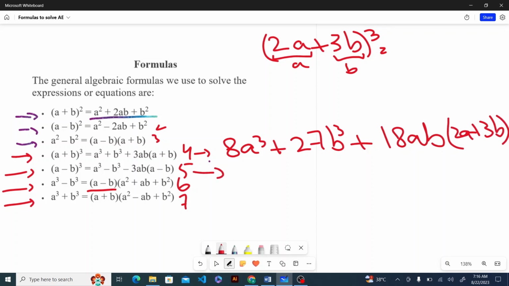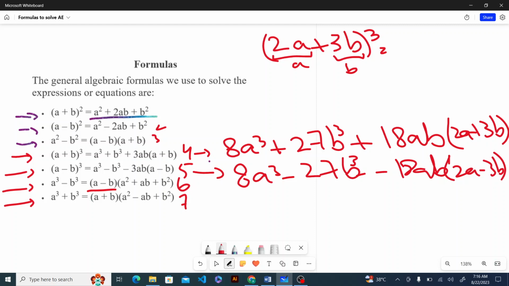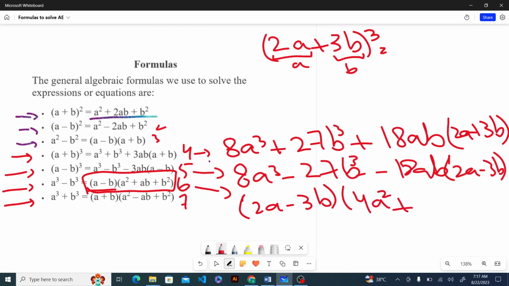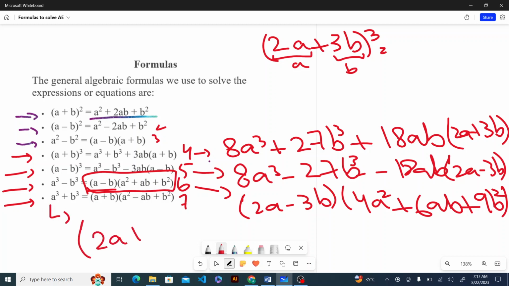For a minus b whole cube, if we open it with the same values of a and b, 2a and 3b, then it will be like this: 8a cube minus 27b cube minus 18ab, and then a minus b, 2a minus 3b. Okay. Then for a cube minus b cube, if we take a as 2a and b as 3b, then we will be opening like this. Okay. A minus b means 2a minus 3b. Then a square means 4a square, plus ab means 6ab, plus b square means 9b square. Okay. And for the last one, a plus b, 2a plus 3b, then a square 4a square minus 6ab plus 9b square.